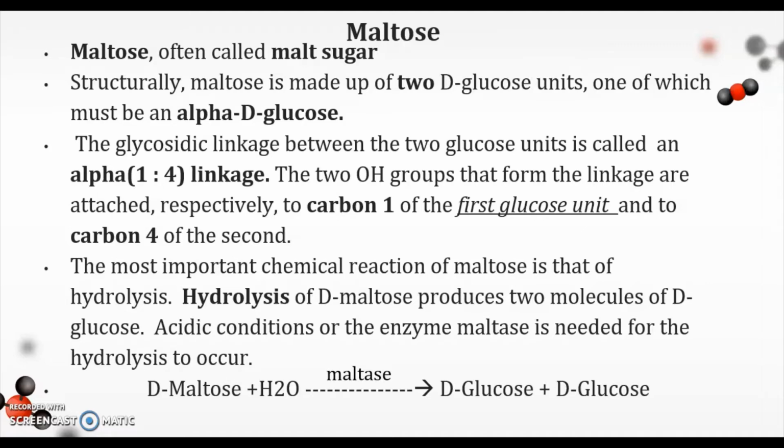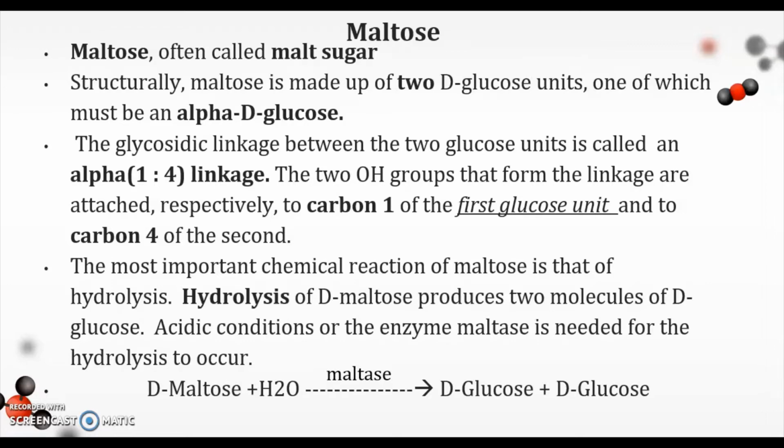Structurally, maltose is made up of two D-glucose units, one of which must be in an alpha-D-glucose form. The glycosidic linkage between the two glucose units is called an alpha-1,4 linkage. The two hydroxyl groups that form the linkage are attached to carbon 1 of the first glucose unit and to carbon 4 of the second.